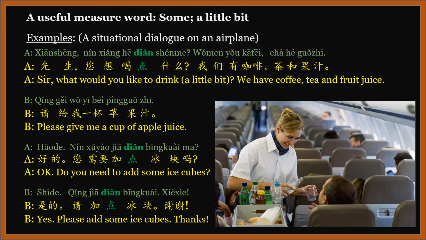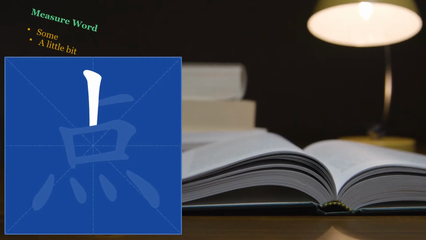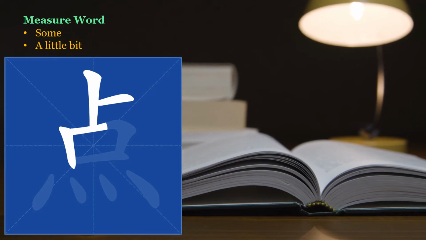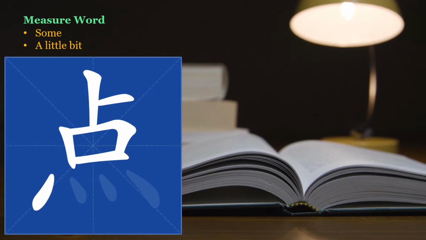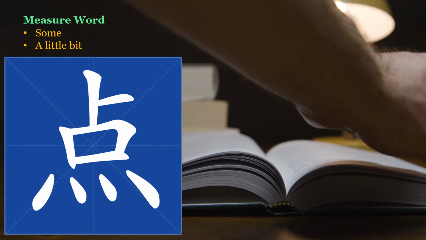Last sentence. 是的，请加点冰块，谢谢。是的 yes. 请 please. 加 to add. 点 a little bit. 冰块 ice cubes. 谢谢 thanks. 是的，请加点冰块，谢谢。Yes, please add some ice cubes. Thanks. Now you have learned the usage of dian as a measure word, which means some or a little bit.